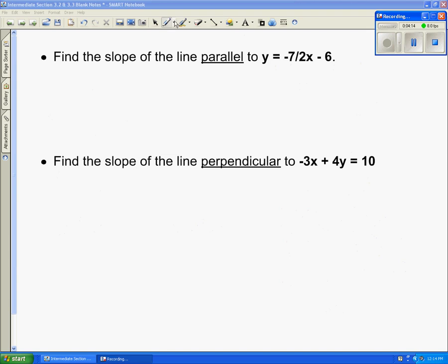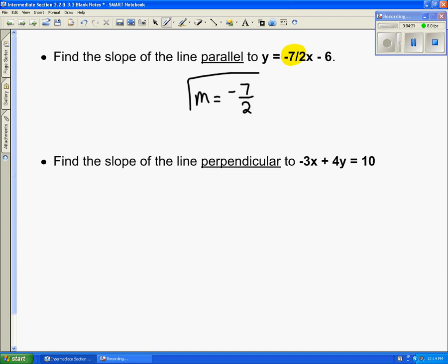My next problem asks me to find the slope of the line parallel. Parallel just means the same slope as this one. This slope is negative 7 over 2, so all I need to do is use the same slope and say the slope is negative 7 over 2.